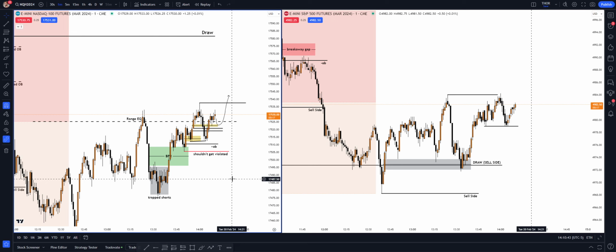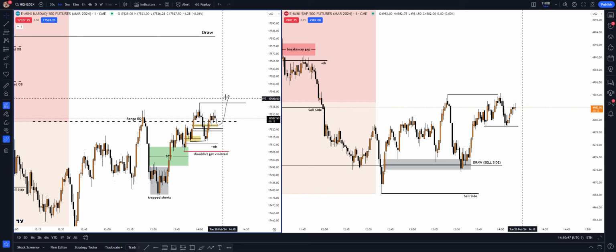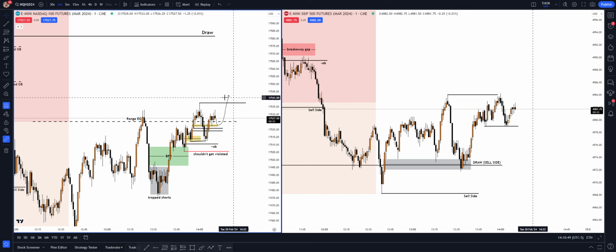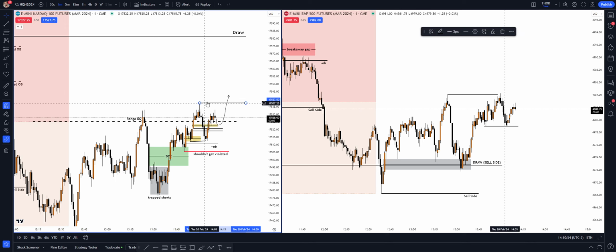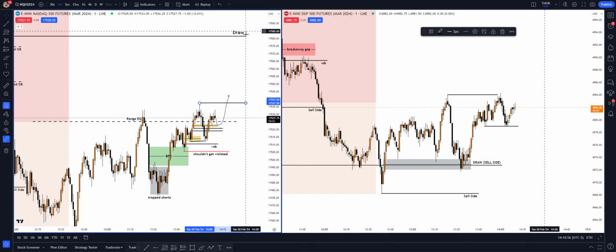And once it breaks above it, I want to see the market printing up close candles all the way to the draw on liquidity. So after this high, it should really be a low resistance liquidity run.